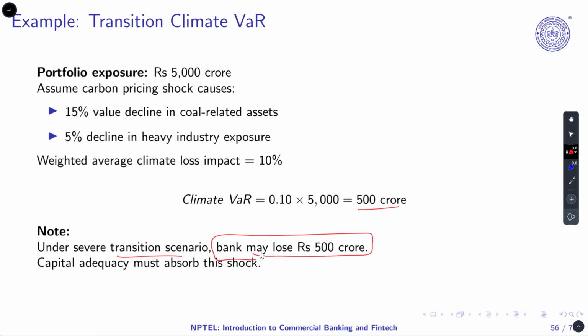Here we are saying that if we are going for transition-related risk measurement in climate VaR, we may call it transition climate VaR. The portfolio exposure for the bank is 5,000 crore. They are going to see the carbon pricing shock, which is declining 15% in value in correlated assets and 5% in heavy industry exposure. The weighted average climate loss impact is 10%, so climate VaR is 0.10 into 5,000, which is 500 crore. Under a severe transition scenario, the bank may lose 500 crore, and this is what it implies.